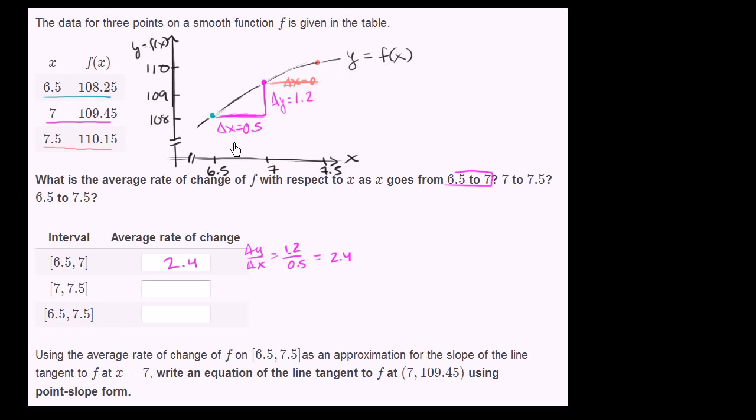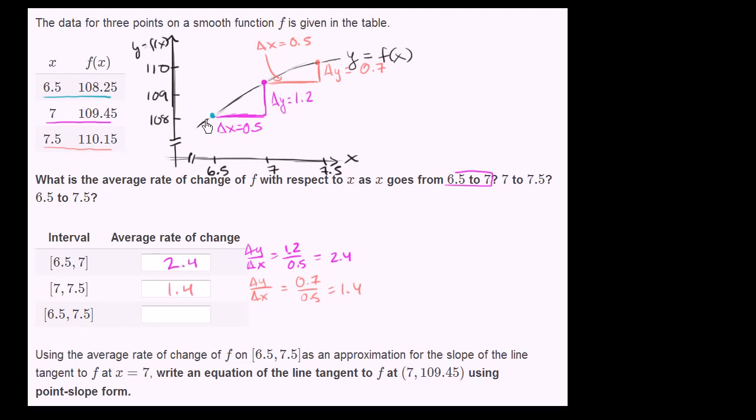That's hard to read. Let me write that a little bit neater. So our change in x is still 0.5, 7 to 7.5. And our change in y, let's see, we end up at 110.15. We started at 109.45. So our change is 0.7. So our change in y over change in x is equal to 0.7 over 0.5, which is equal to 1.4. And so you can see that this is essentially the slope of the secant line between these 2 points.